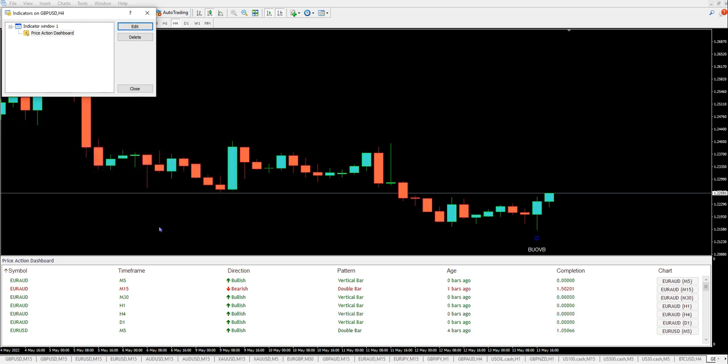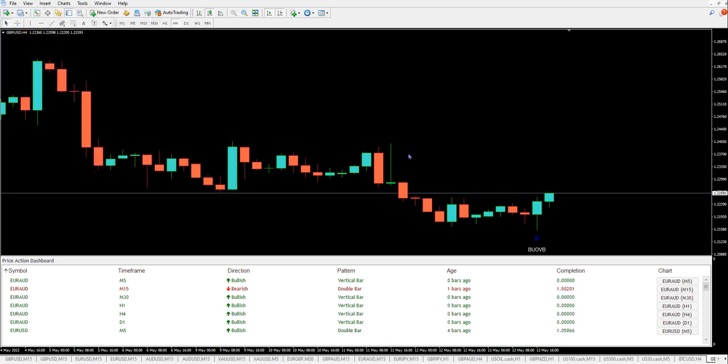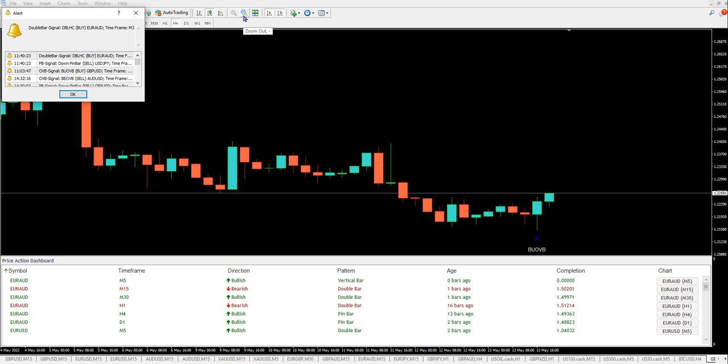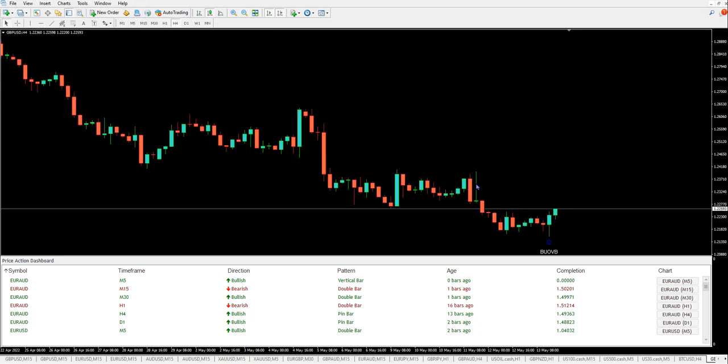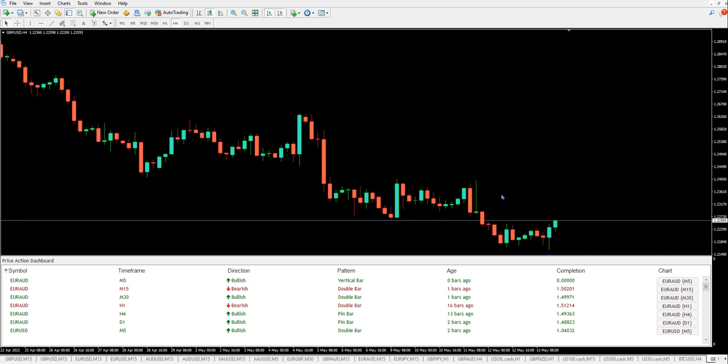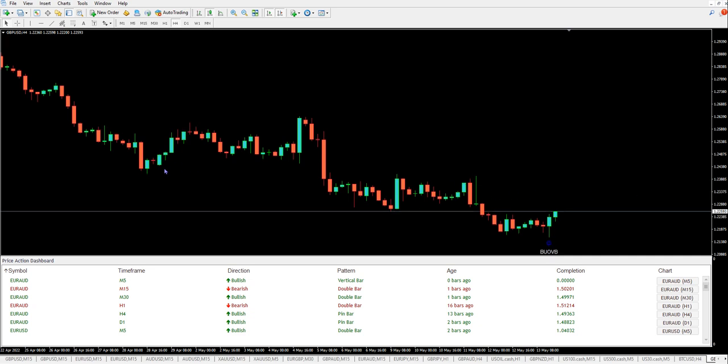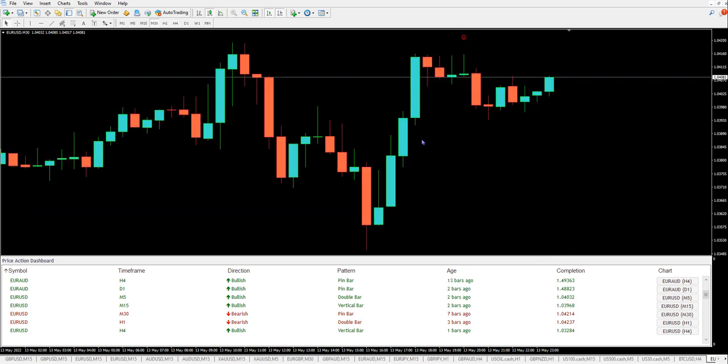So let's go ahead and hop in here, and I'll just show you how I monitor this and how I use some of these patterns to personally trade. All right, so for this first pattern, the pin bar pattern, if you click on one of these, it will take you directly to the chart, to the pair and the time frame that it's spotting these patterns on.